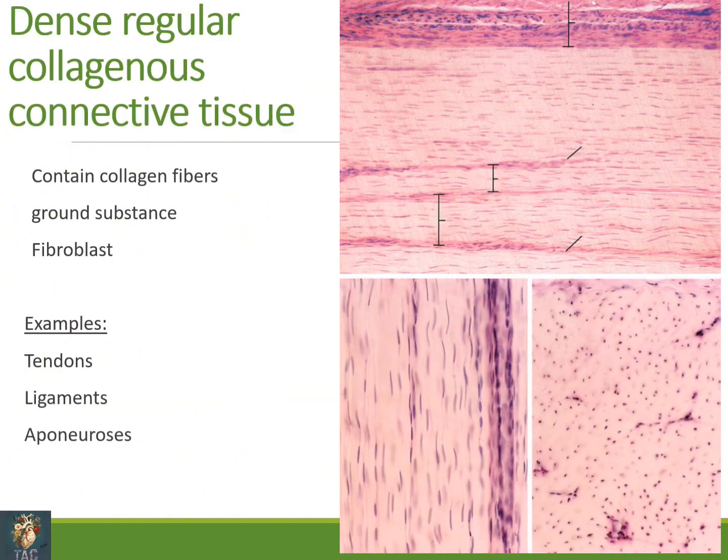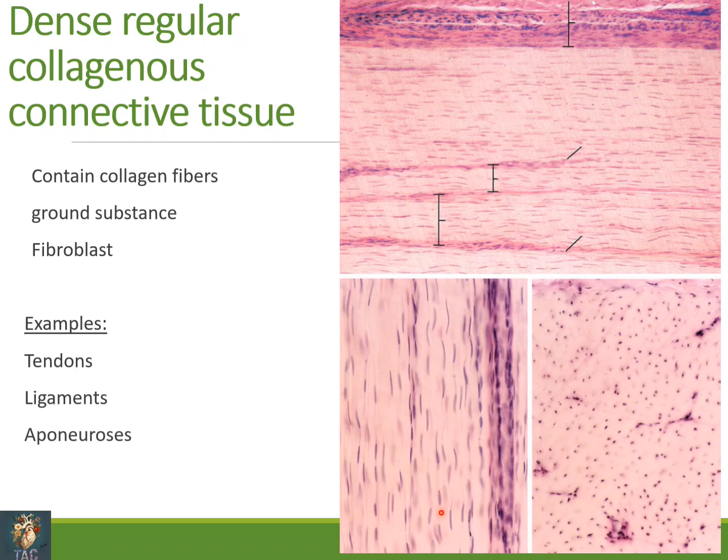So, dense regular collagenous connective tissue contains a large number of collagen fibers. The ground substance is also present. Nuclei of the fibroblasts you can also appreciate. So this is the slide from the tendon in which you can see this is the endotendinium, this is the epitendinium, and in these you can see the regular arrangement of the fibers along with these fibroblasts which are regularly arranged in the form of rows.